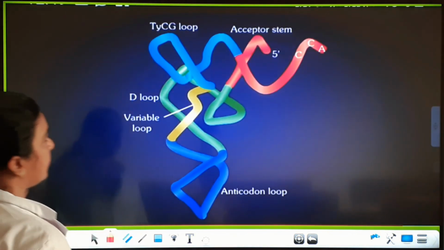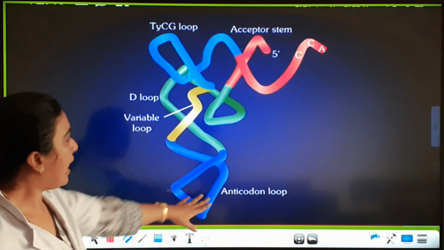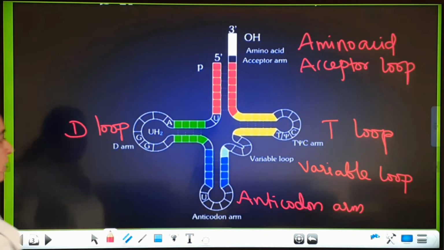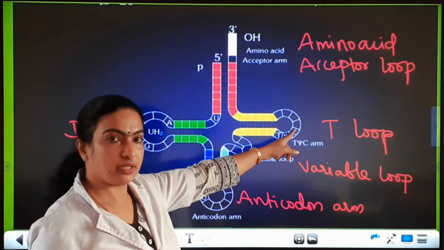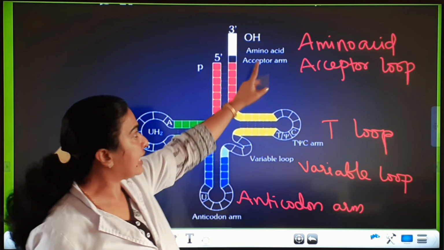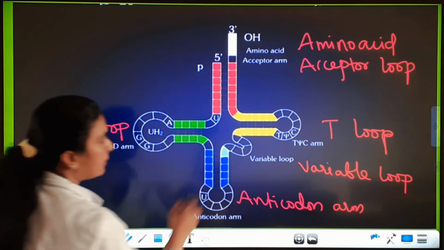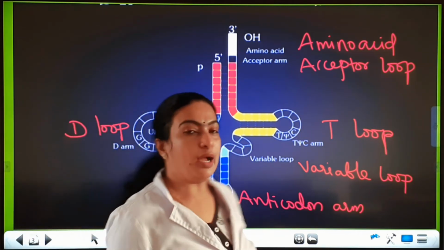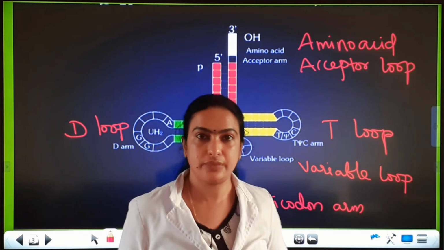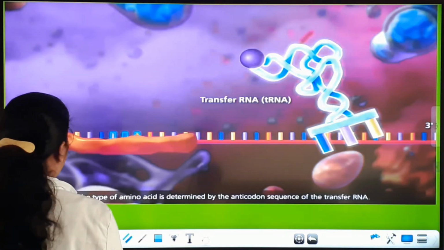Okay, I'll show you. So here you can see the 5' and 3' end. Here the D loop, anticodon loop. So anticodon loop or arm, T loop, amino acid acceptor loop, and D loop. And one more loop is there, that is the variable loop. This is a vestigial part. It has no role. Okay. And next we can see one video.